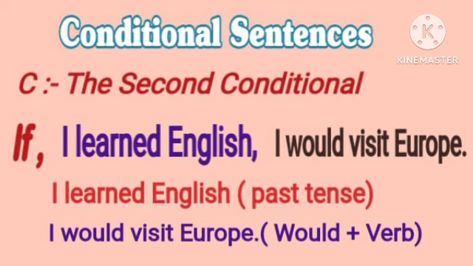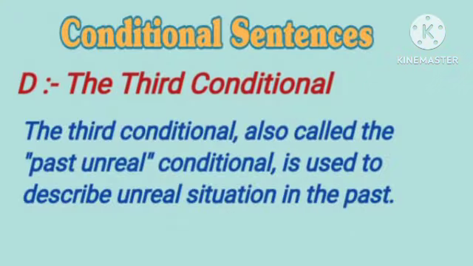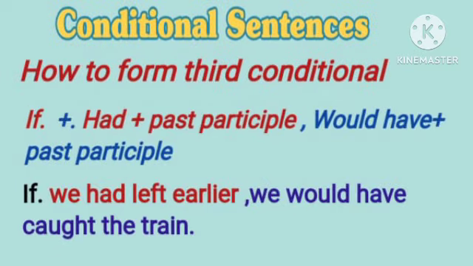The third conditional. The third conditional, also called the past unreal conditional, is used to describe an unreal situation in the past. How is the third conditional formed? If plus had plus past participle, would have plus past participle. Example: If we had left earlier, we would have caught the train.